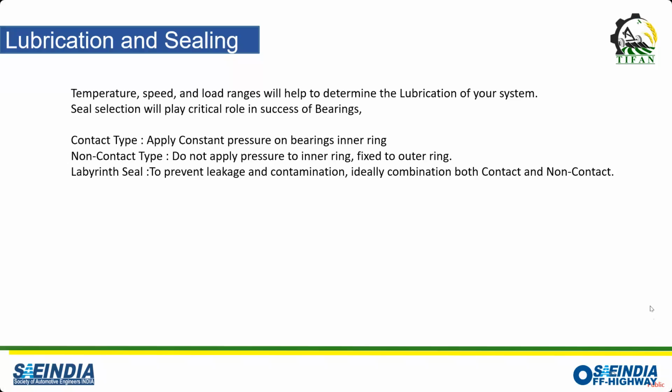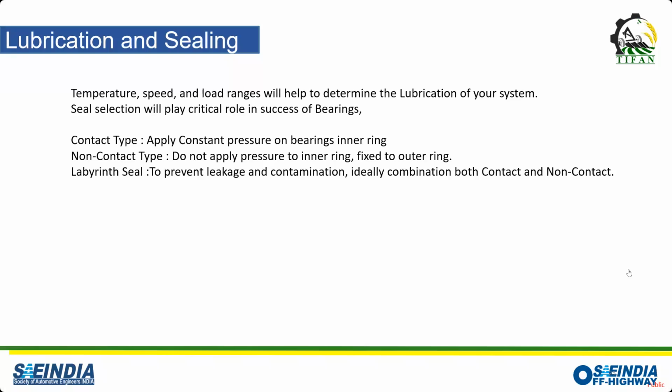There are some bearings where we just grease them. There are contact type, non-contact type, or labyrinth seals. Different types of seals come, and whether you use them to seal or not depends on the application. Mostly for ball bearings, you don't need to seal them, you just grease, and that is sufficient. If it is a taper roller bearing, then you have to seal it so that the lubrication stays there for the intended life.